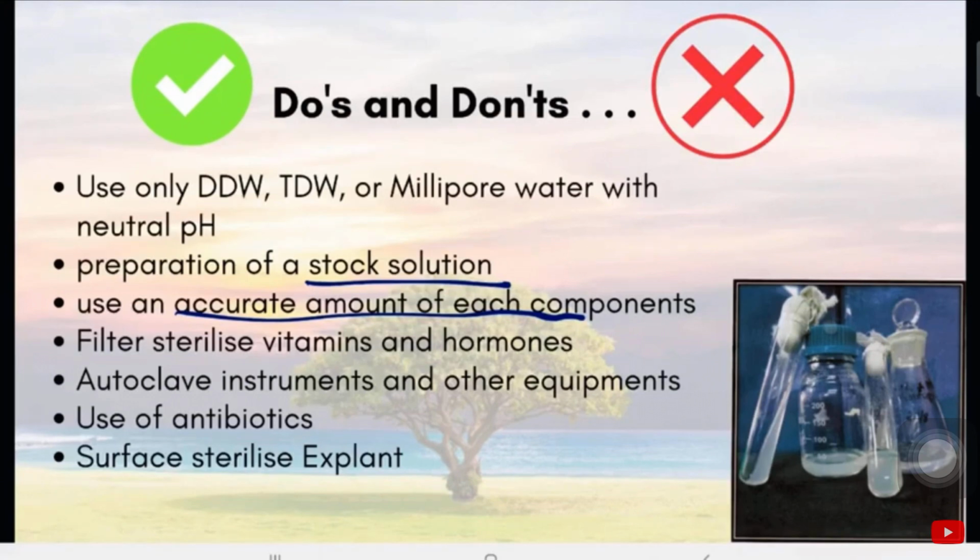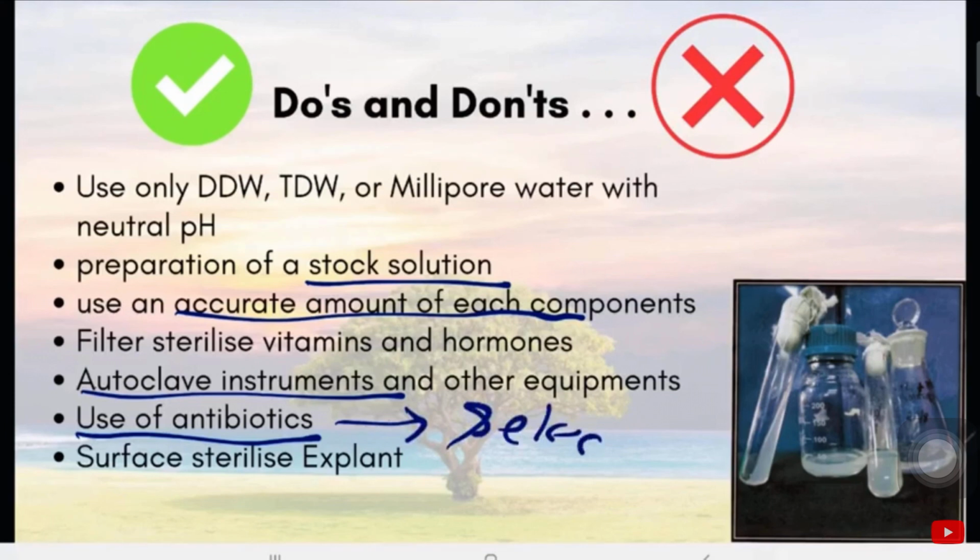The rest of the instruments we have to autoclave, and we also autoclave the media components which are not heat labile. In certain cases we can use antibiotics, for example for eliminating contamination, and another example of antibiotic use is for selection pressure in the case of transgenic plants.